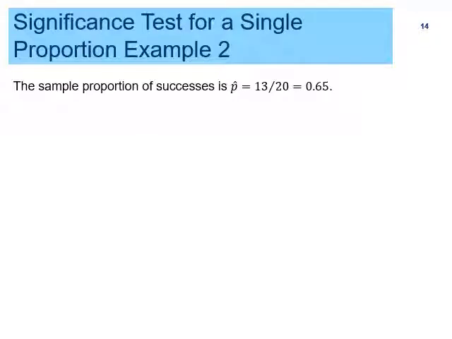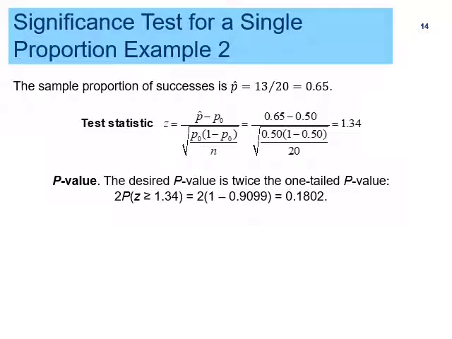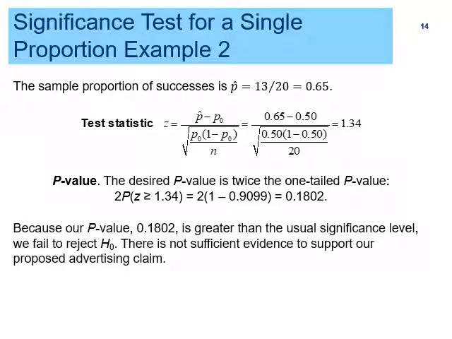So here we are going to put in all the values. The proportion is 13 by 20, and it's 0.65. The test statistic z is equal to p hat minus p naught divided by the standard deviation, and putting in all the values we got 1.34. And as this is two-tailed, the desired p-value is twice the one-tailed p-value, so we got 0.1802 by this calculation. Because our value 0.18 is greater than the usual significance level, we fail to reject the null hypothesis. There is no sufficient evidence to support our proposed advertising claim.